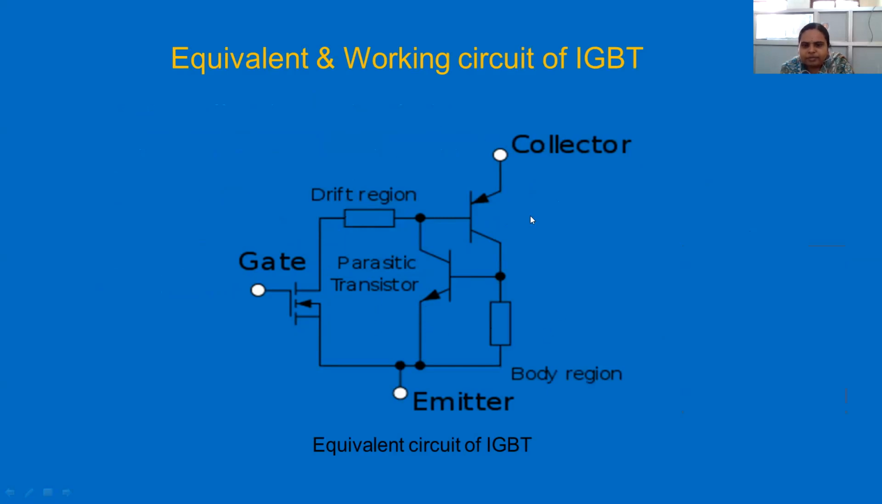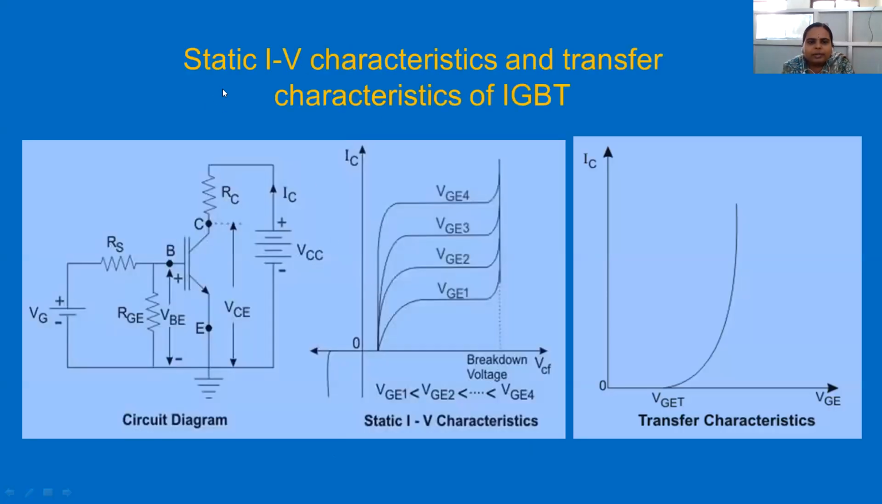That is your BJT form. This is called the body part near the emitter, and here is the collector and drift region near the gate. Okay, this is the circuit. Then this is the IV characteristics and transfer characteristics.